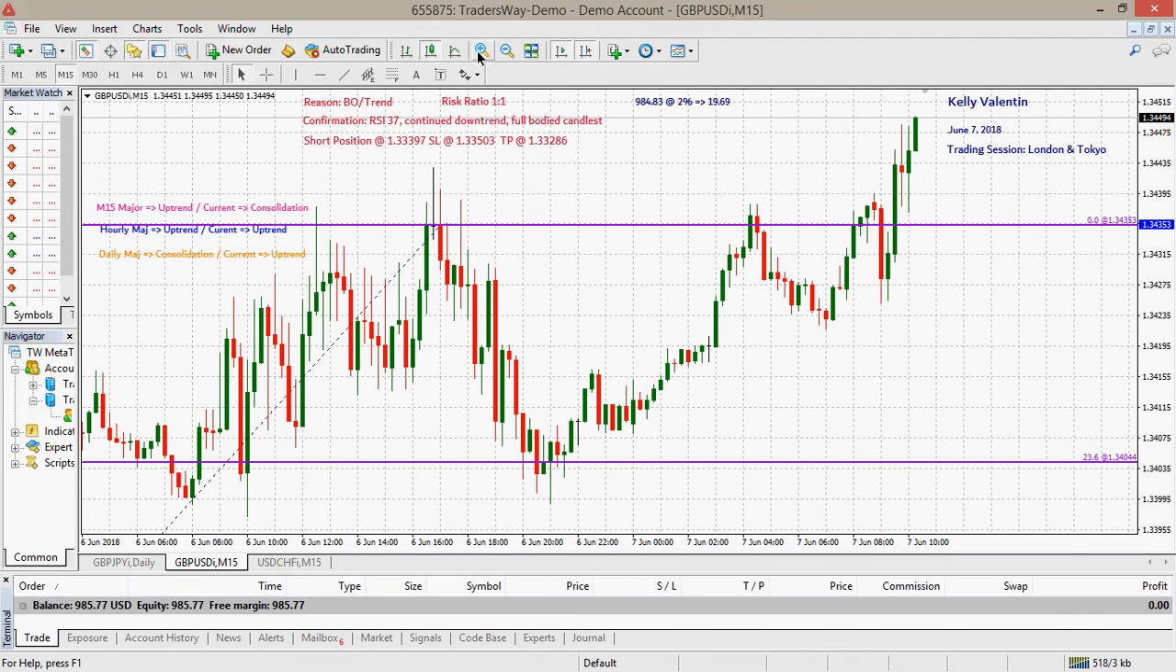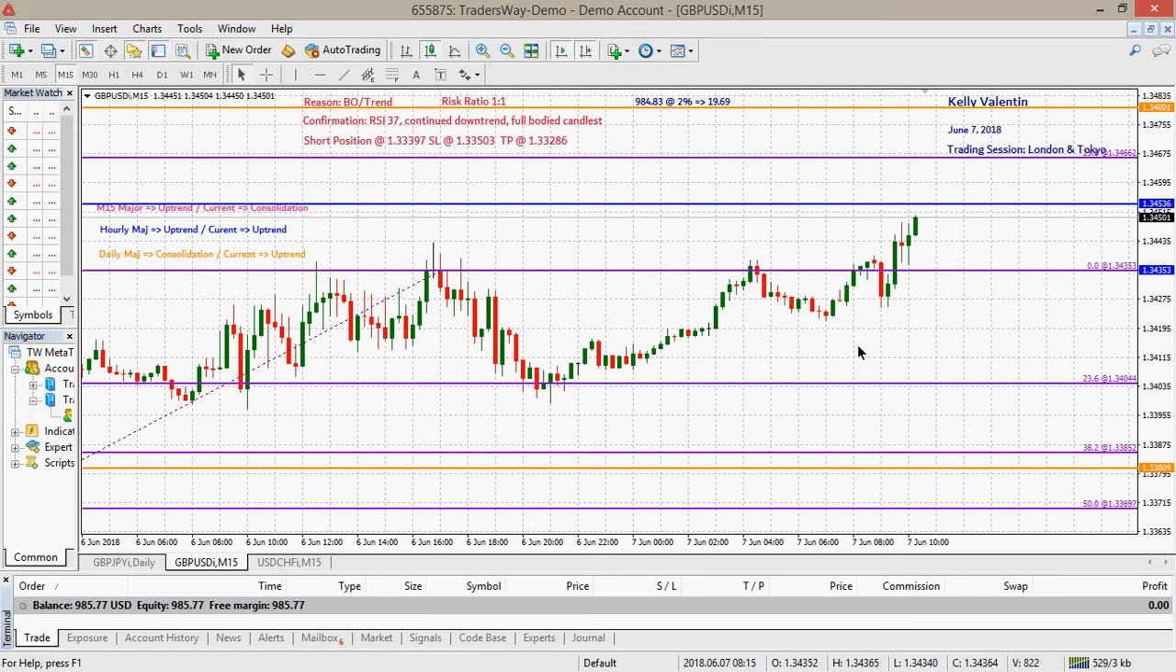So right now it looks like there is some bullish sentiment going on, not quite an uptrend yet. We don't have enough candlesticks for that, but we'll just have to watch the market and see where it goes. And that's my market analysis for the British Pound US Dollar chart today.